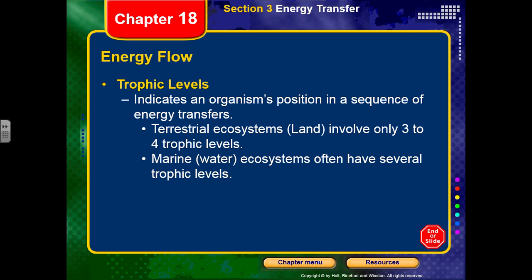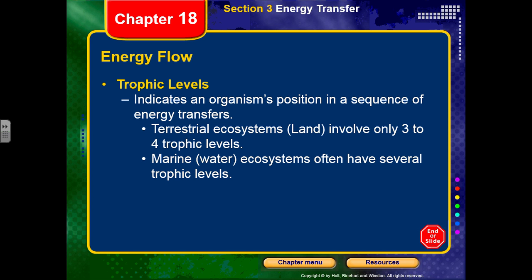First idea that we need to discuss is the idea of a trophic level. So trophic levels indicate basically an organism's position in a sequence of energy transfer. So basically within a food chain, where an organism hits in that food chain determines its trophic level.